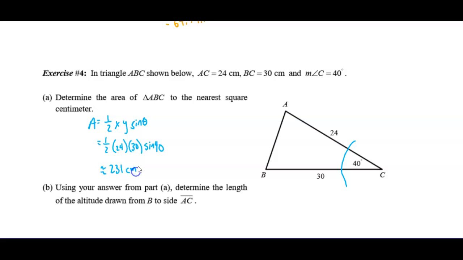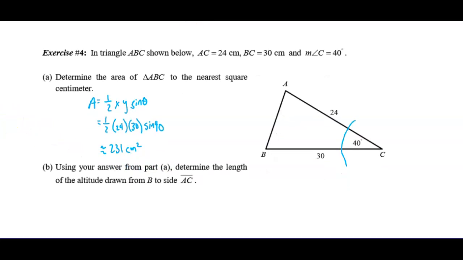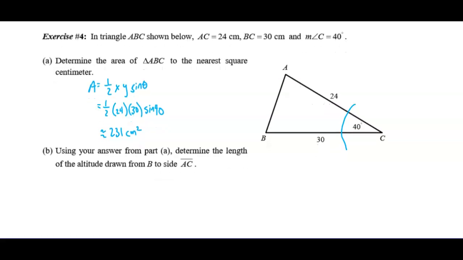231 square centimeters. Okay, so using our answer from part A, determine the length of the altitude drawn from B to side AC. All right, so I need to go with a straight line from vertex B perpendicular, that looks about right, perpendicular to side AC, put a little right angle marking in there, and I want to know this length, so let's just call this x for now as a variable.